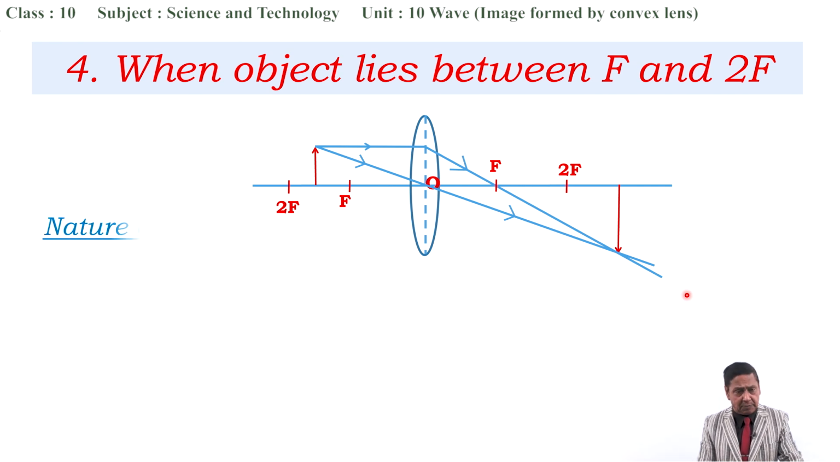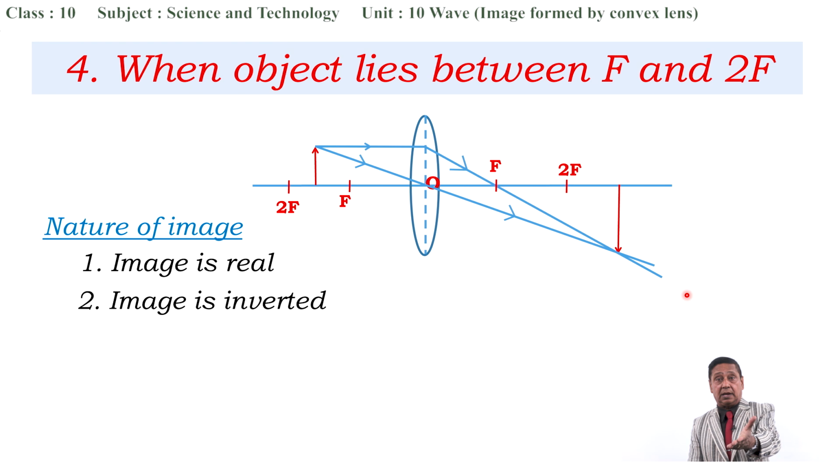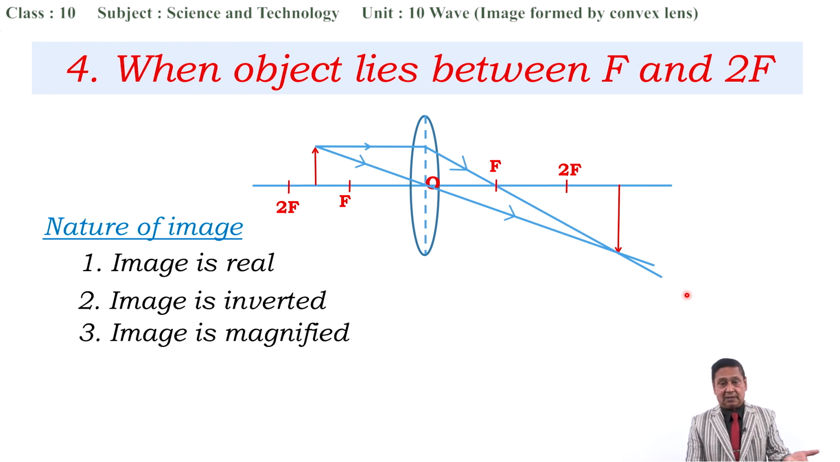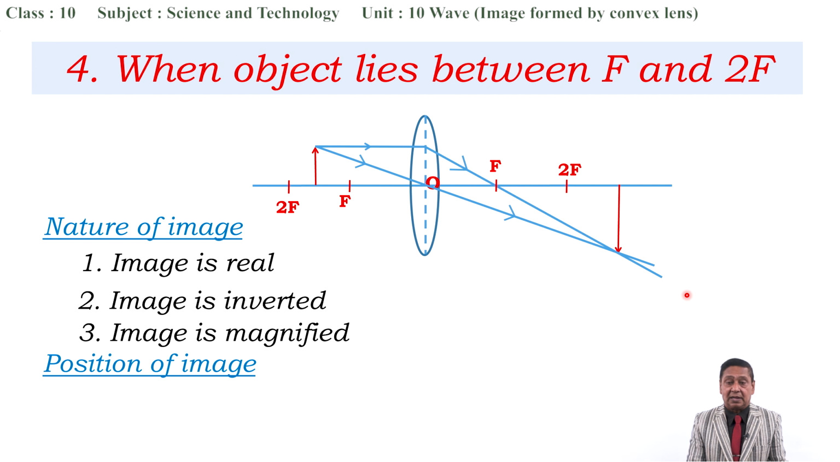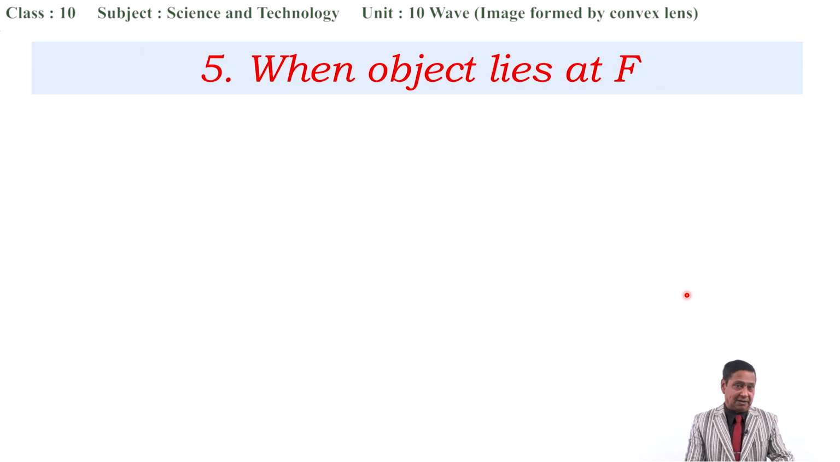Now what is the nature of image? Image is real because really refracted rays intersected and image formed, and image is inverted. It can be seen in the diagram, and image is magnified, isn't it? And what is the position of the image? Image forms beyond 2f, behind the lens. Behind the lens, beyond 2f. Okay. Now let's have fifth condition.